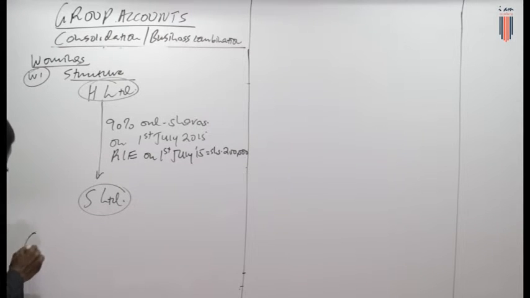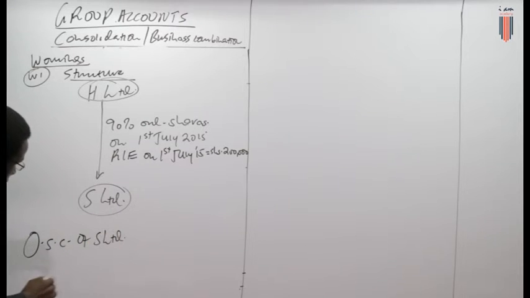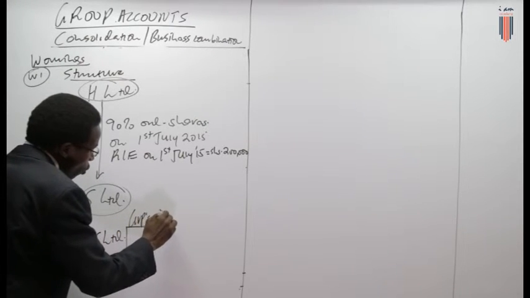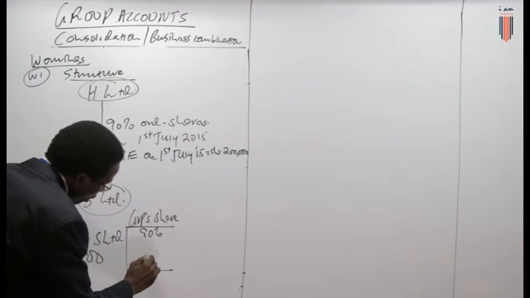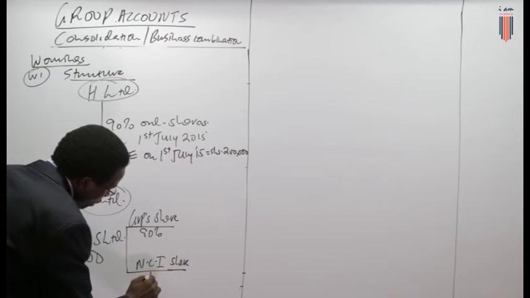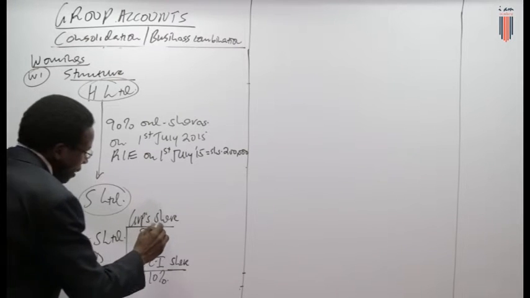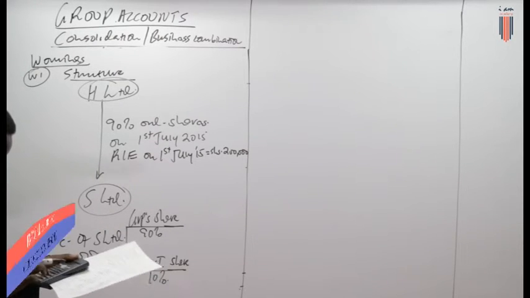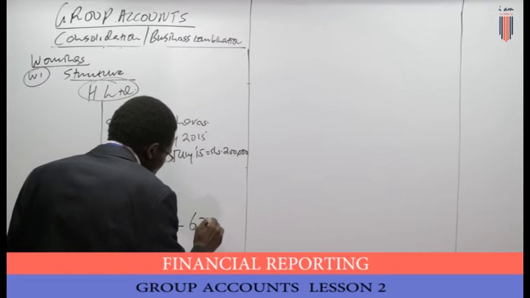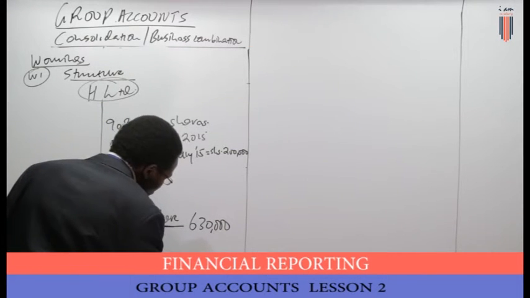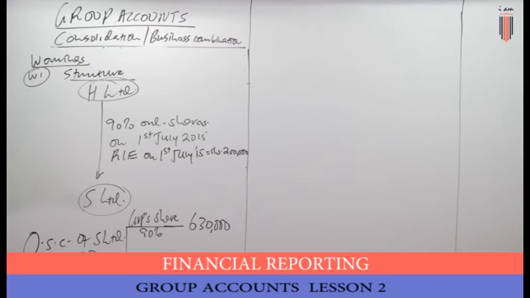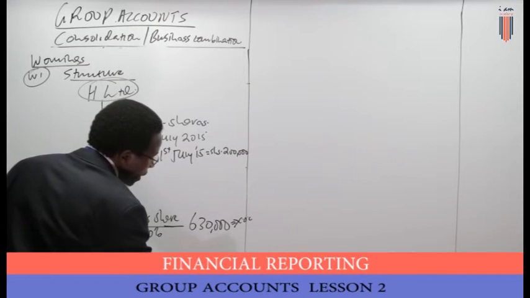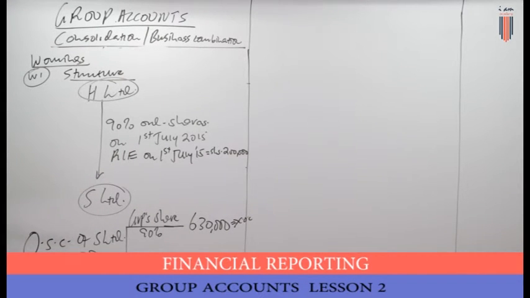If you are looking at the ownership capital of S Limited, we have 700,000. Out of 700,000, there is the group share, which is 90%, and there is the NCI share, which is 10%. In that case, 90% of 700,000 is 630,000, and the other one is 70,000. You need to remember, friends, that the 630,000 will be credited to the cost of control account to determine goodwill, while the 70,000 will be credited to the NCI account to determine the net assets due to NCI.